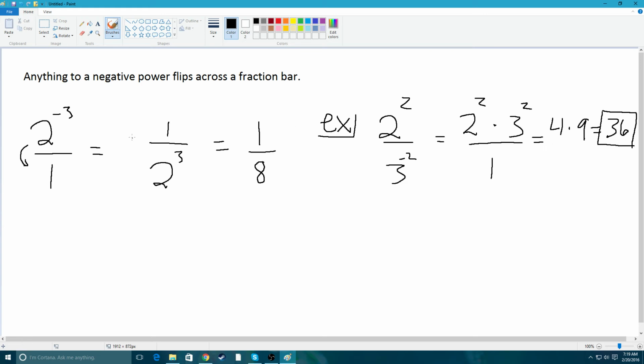Okay. So just be aware you've got to flip the negatives across the fraction bar. You're good to go. We'll do a little smiley face right here just to say that we should be good. Alright, another example.